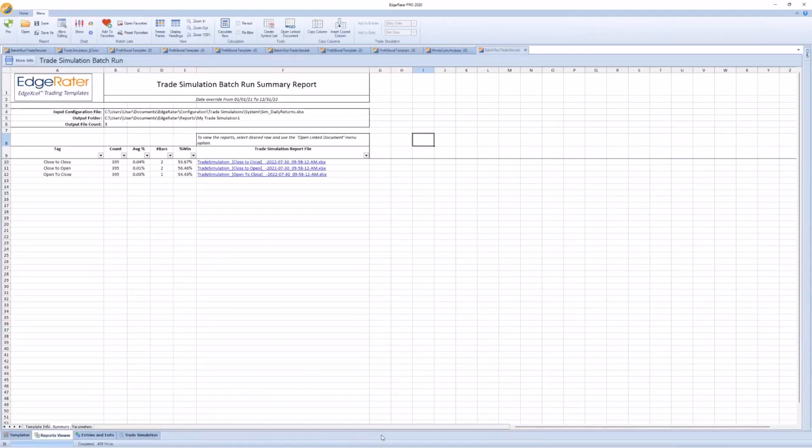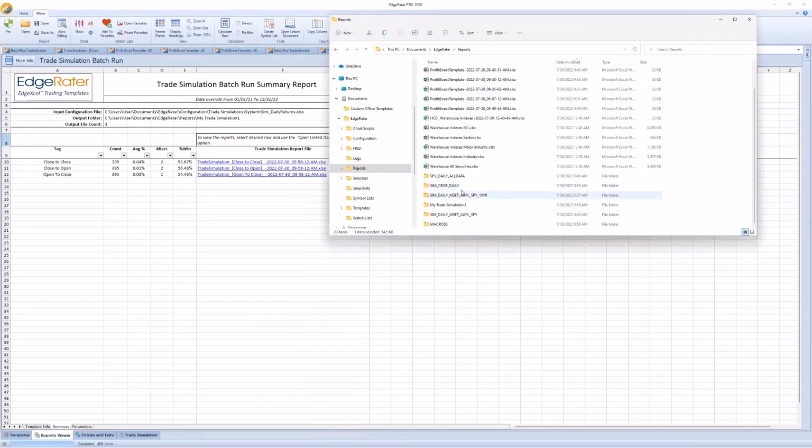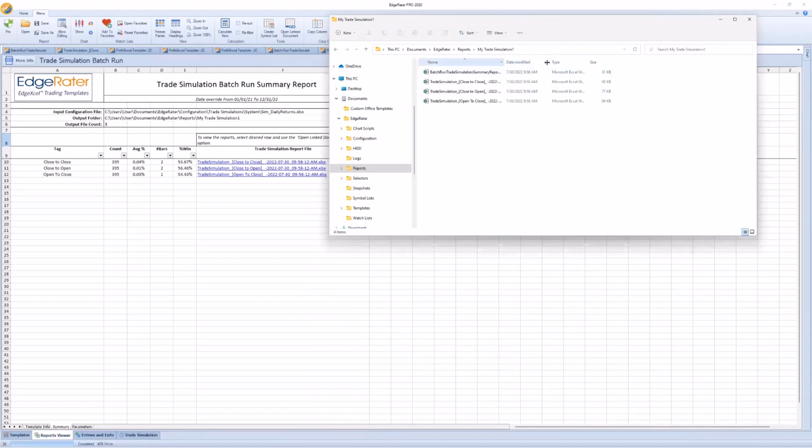And if you look then on your hard drive, you'll see my trade simulation 1 is the folder it put that into. And these are the reports that were generated. And this is the summary outcome.